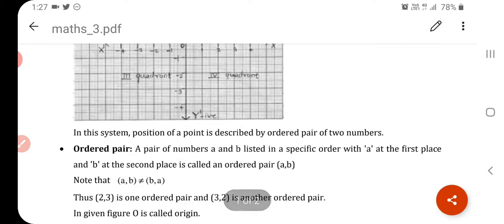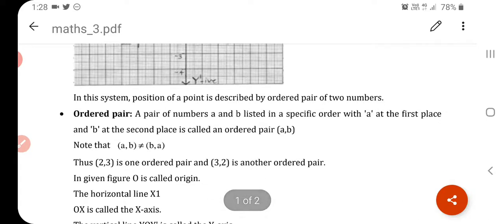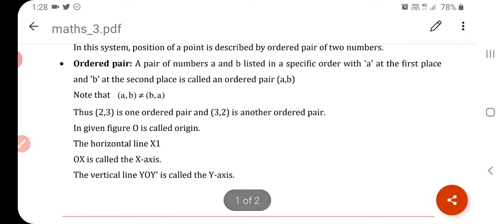What is an ordered pair? A pair of numbers a and b listed in a specific order, with a at the first place and b at the second place, is called an ordered pair, meaning (a, b). Note that (a, b) is not always equal to (b, a). Thus (2, 3) is one ordered pair and (3, 2) is another ordered pair.